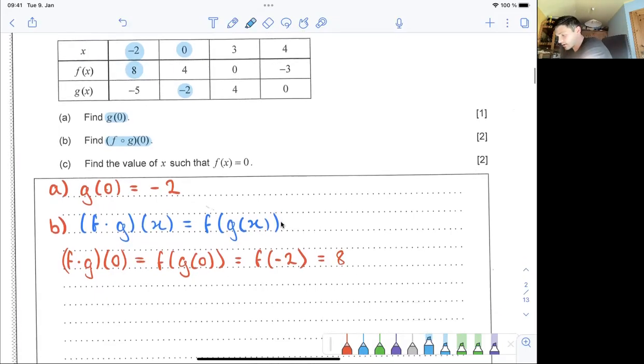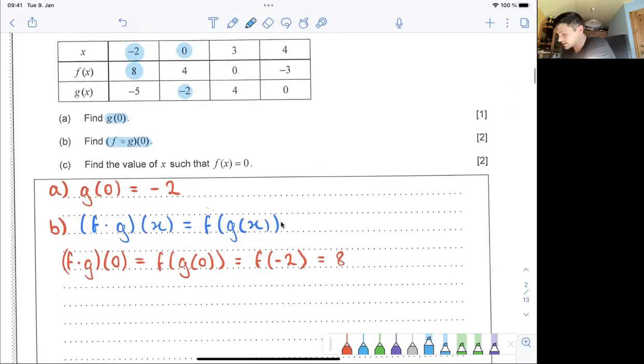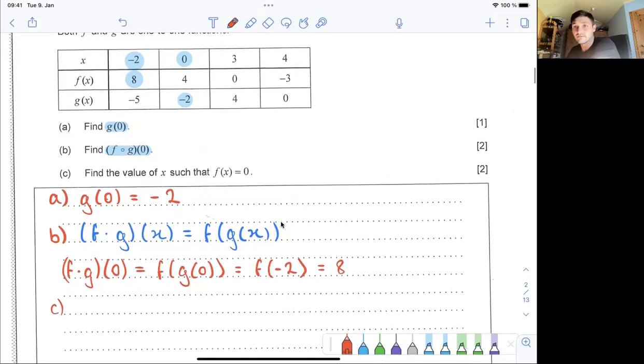Now, moving on to part C, we have: find the value of x such that f(x) equals 0. So they've put a bit of a spin on this question. Rather than asking us to find an x value and then plug that into one of the functions, we're doing the reverse. We're told what the value of the function is when you substitute in an unknown x value, and we've got to find the x value.